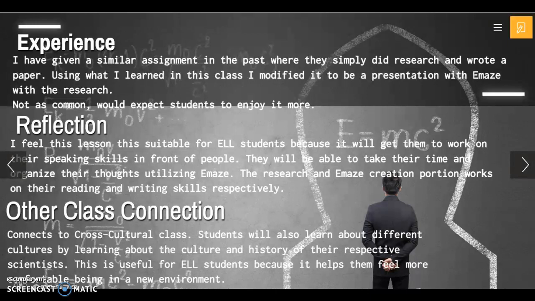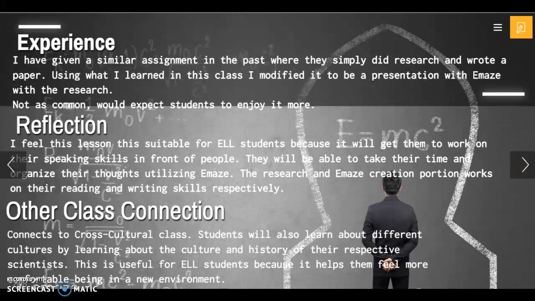As for the reflection, I feel this lesson is especially good for ELL students. It will without a doubt improve their speaking skills in front of people and in the English language. They can take their time in organizing their thoughts using eMaze. The research and eMaze creation itself would improve their reading and writing skills.